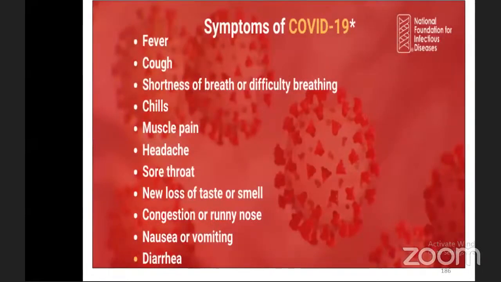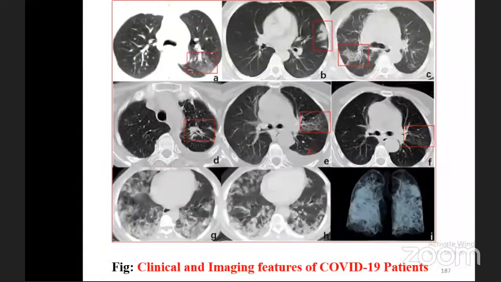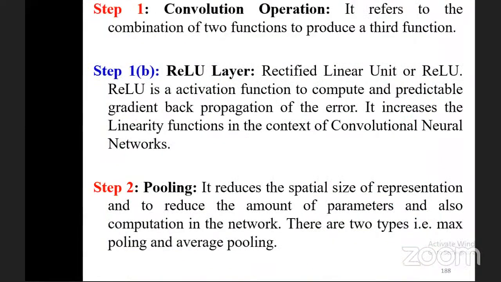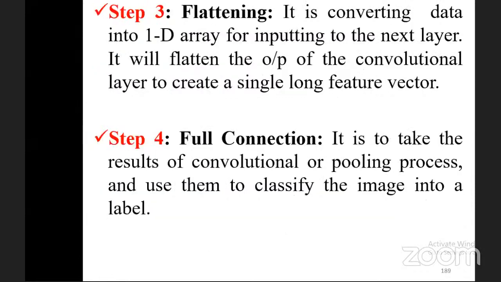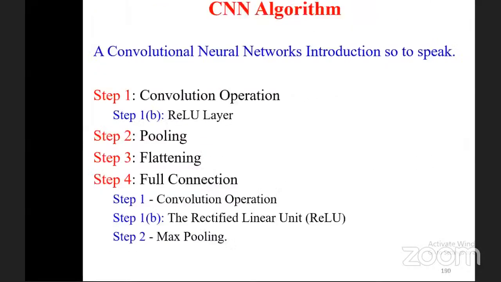These are the symptoms we extracted from the various databases: fever, cough, chills, etc. These are the X-ray images I collected, and I applied deep learning algorithms like recurrent neural networks and convolutional neural networks. These are the steps I followed. A convolution operation refers to the combination of two functions to produce a third function. Then ReLU, the rectified linear function, I used to improve performance. Pooling function, where I integrate; there are two types, max pooling and min pooling. Then flattening and full connection. These are the CNN steps I used.